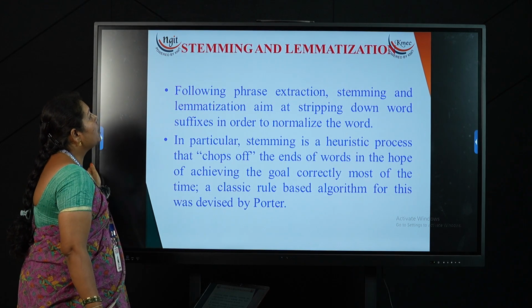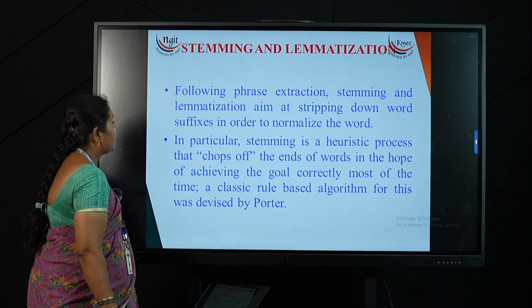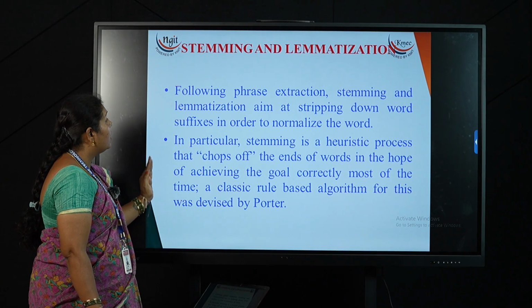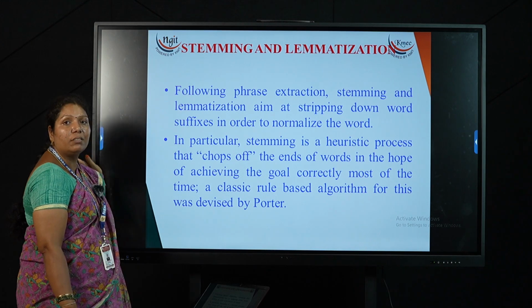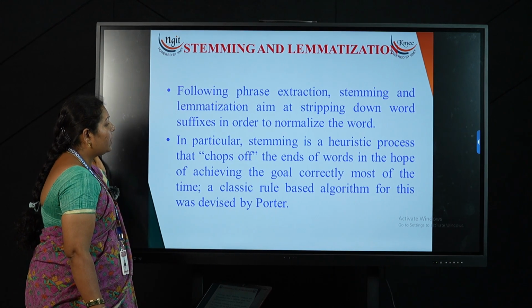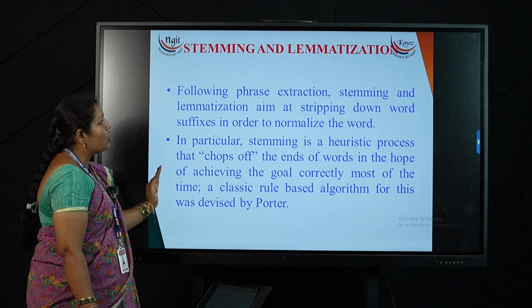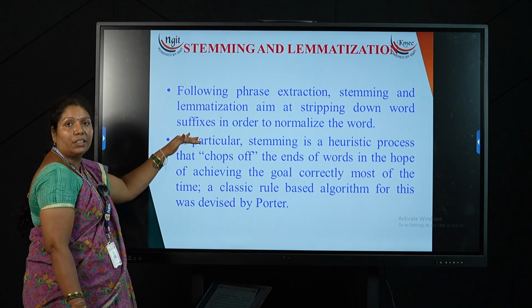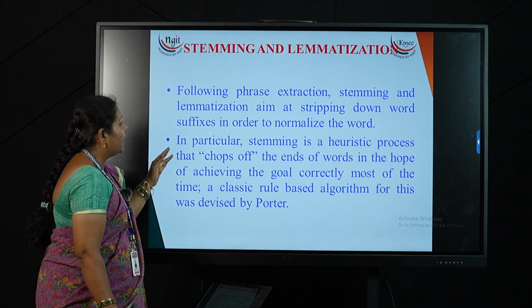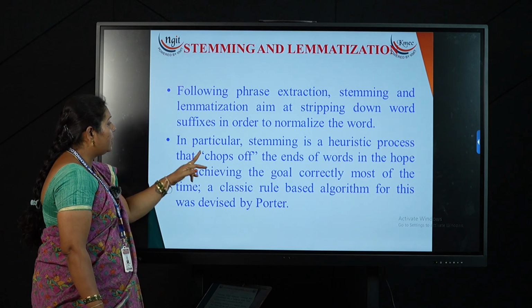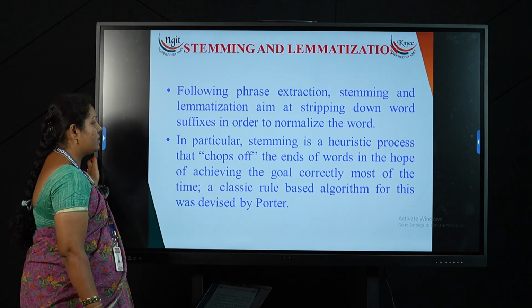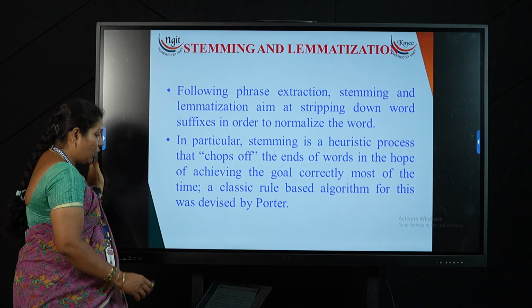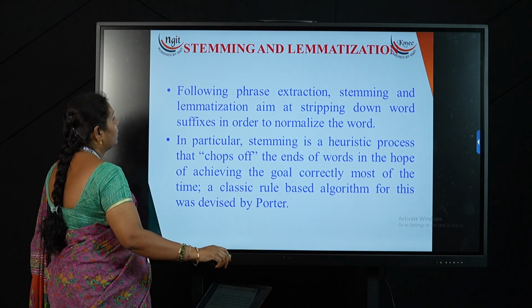The next one is stemming and lemmatization. As I said, we have to remove suffixes in order to normalize the word. For example, if I take "connected", the "ed" is not required; "connect" is the important word. Stemming is a process that chops off the end of words in order to get the root.